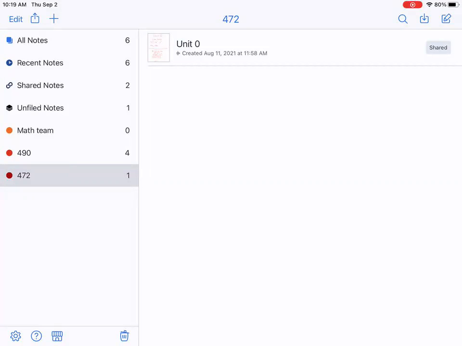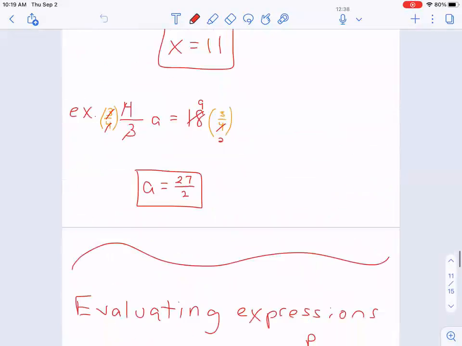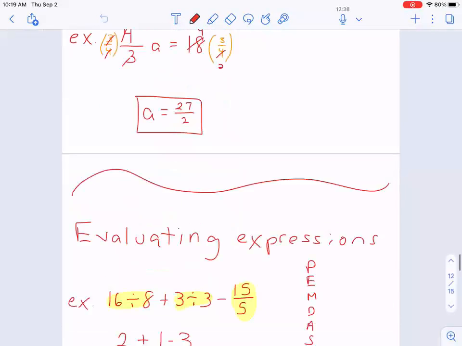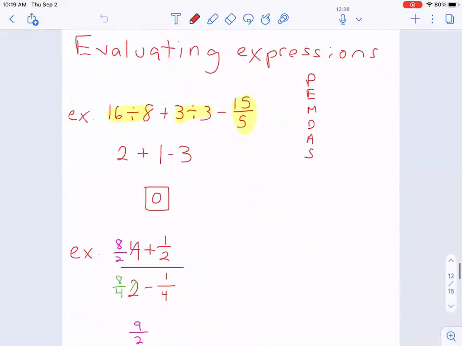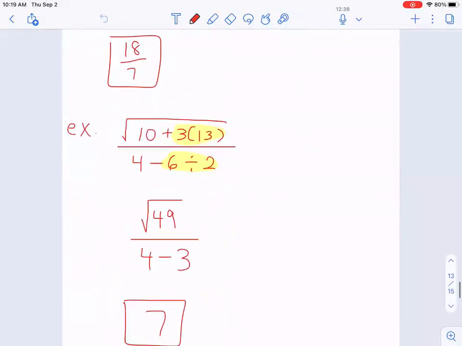All right, so if you guys want to go into your Notability and go to 472, I'm going to keep these in the unit 0 section because we'll take a test over all of this stuff. And I know we just took a quiz over these equations, which you guys did very well on. And then the warm-ups that we just did were these evaluating expressions. So we have some notes on this already.